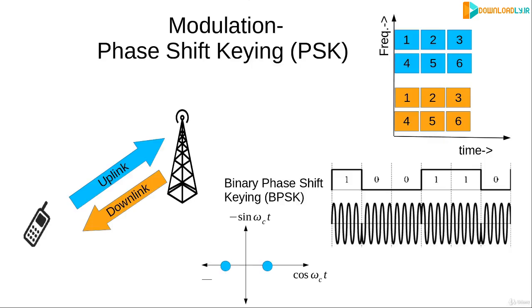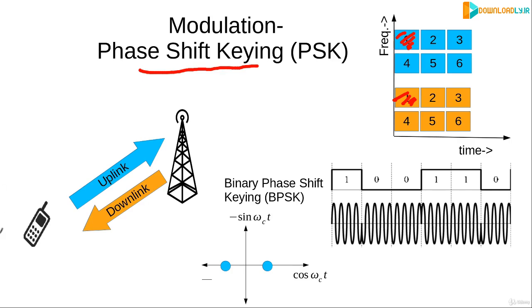Now we come to the phase shift keying modulation, and this is also a digital modulation. Now taking the same example as in the previous slide, this is the time slot that is assigned to this mobile station in the uplink, and this is the time slot that is being assigned to this mobile station in the downlink.